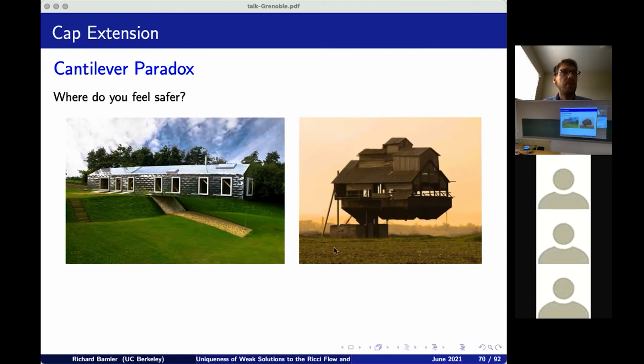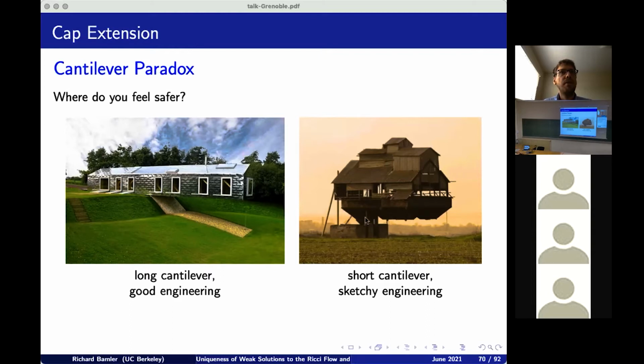And so you could ask, where do you feel safer? Well, this is a long cantilever, and you should probably feel unsafer standing here on the ledge of a long cantilever because you think a long cantilever might vibrate more and things like that. But what is also important is how good the engineering is. And this seems a very solid construction here. So I would feel much more comfortable standing here than on a short cantilever where the attachment doesn't seem to be very rigid. So this is exactly this idea. The engineering has to overcome the length of the cantilever.